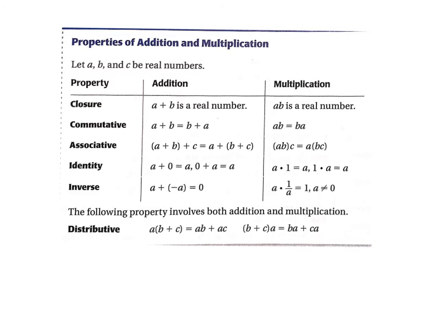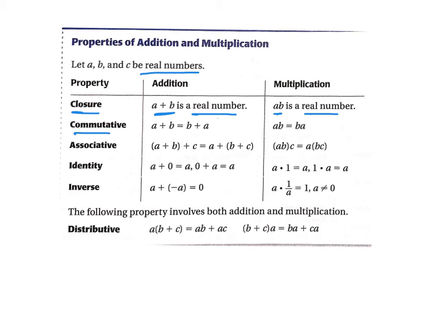Also, today we're going to work on some properties. You've seen these properties before, but we'll review them for you in class tomorrow and on the video today. First of all, it says everything is real, remember. The closure property just says if you add two real numbers, you get another real number. If you multiply two real numbers, you get another real number. That's pretty obvious, I think.